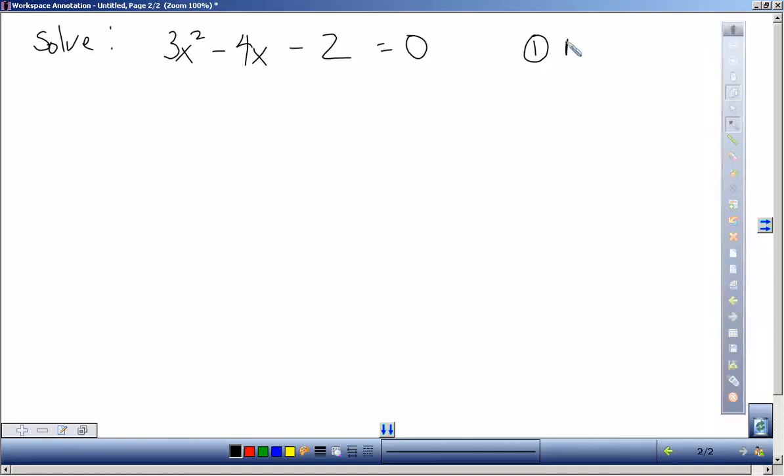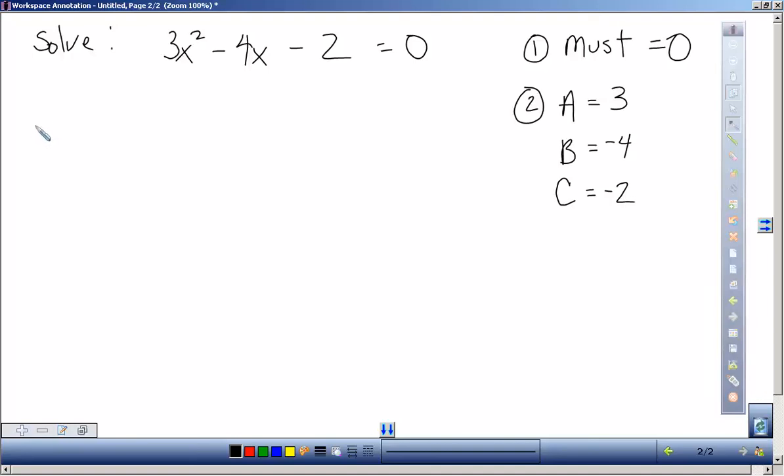First thing we want to remember is that it must equal 0, just like all our other ones. If it doesn't equal 0, we can't solve it. So if it doesn't equal 0, we need to make it equal 0. But if it does equal 0, the second thing we need to do is find a, b, and c. Don't forget, a is the number in front of x squared, b is the number in front of x, and c is the constant. So in this particular problem, a is equal to 3, b is equal to negative 4, and c is equal to negative 2.